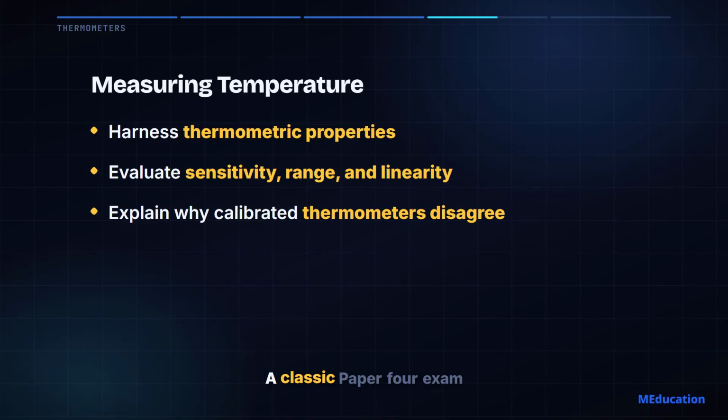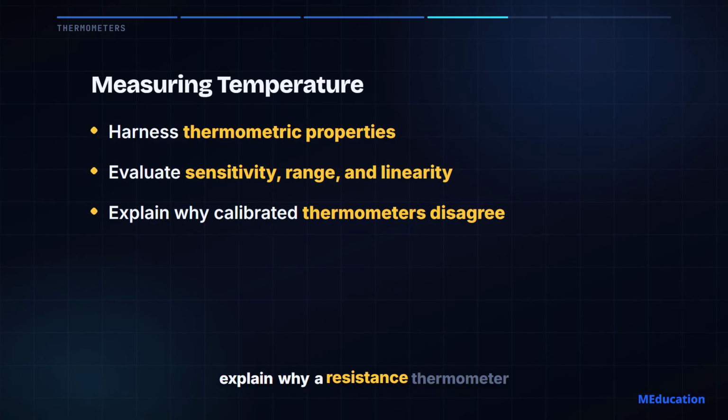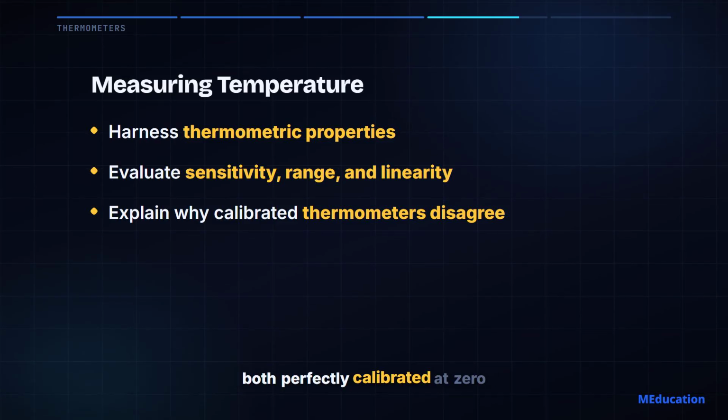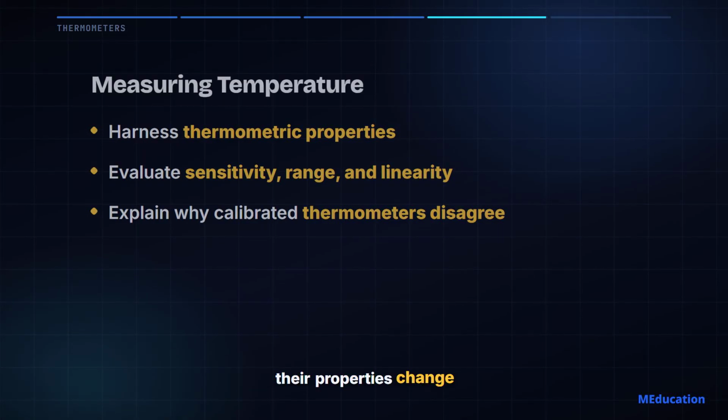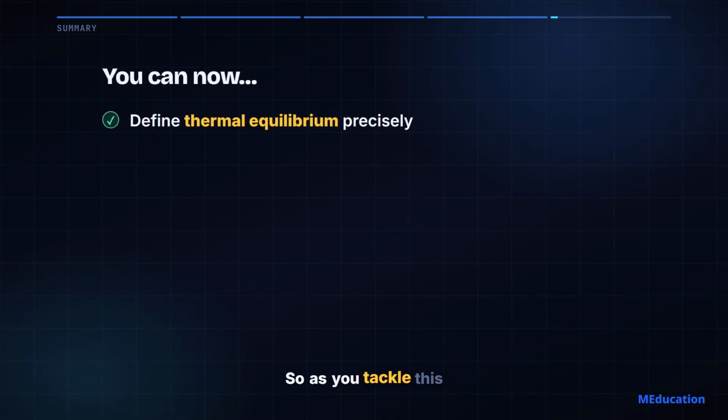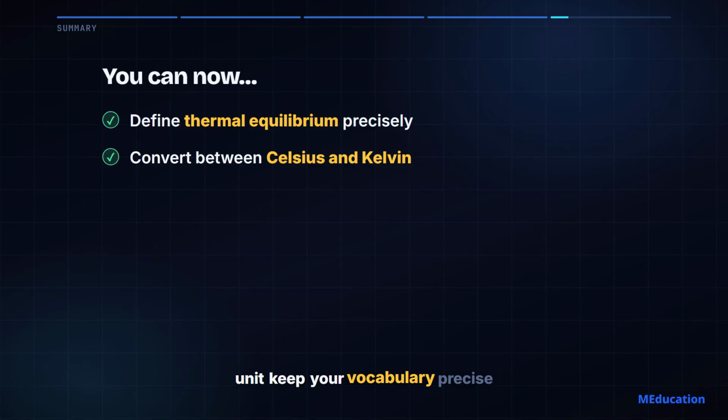A classic Paper 4 exam question will ask you to explain why a resistance thermometer and a liquid in glass thermometer, both perfectly calibrated at 0 and 100 degrees, might disagree at 50 degrees. It all comes down to empirical scales and how linearly their properties change. So, as you tackle this unit, keep your vocabulary precise.